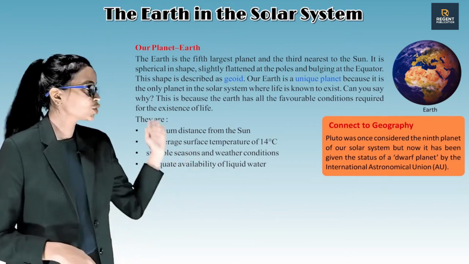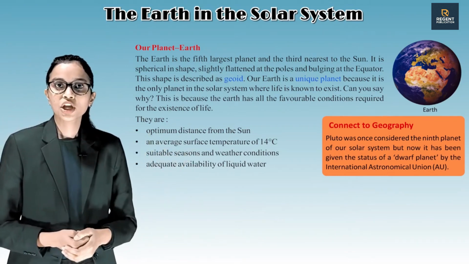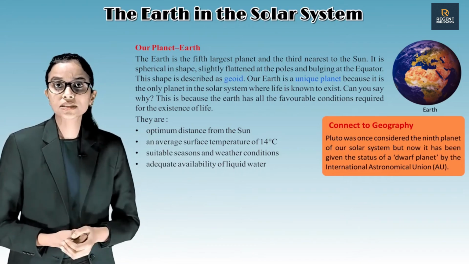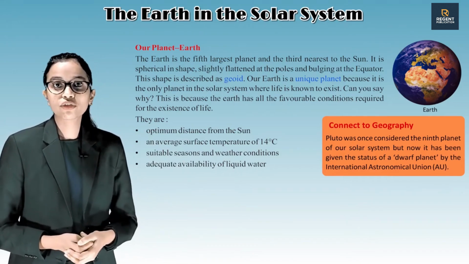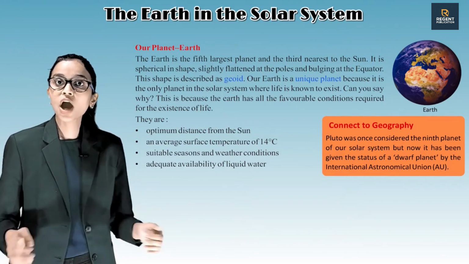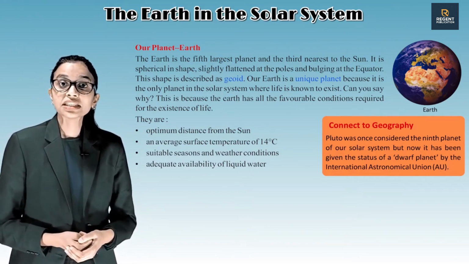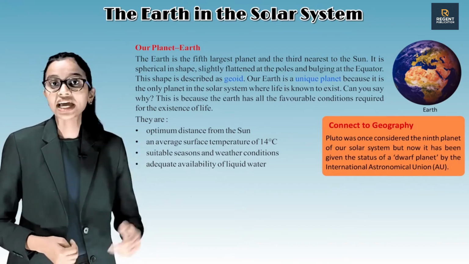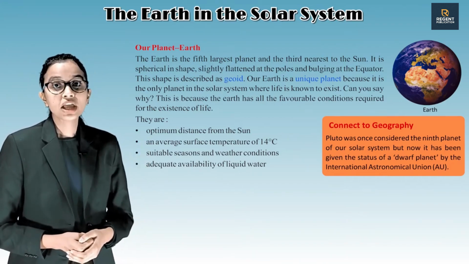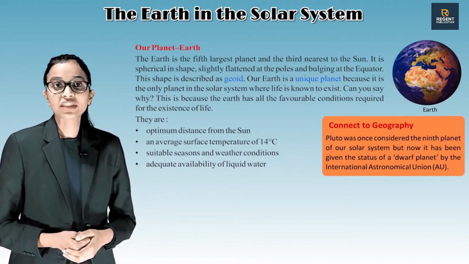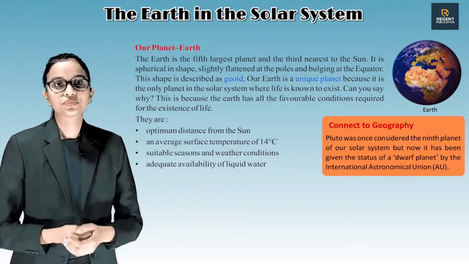So let's connect to geography. Pluto was once considered the 9th planet of our solar system, but now it has been given the status of dwarf planet by the International Astronomical Union, that is IAU.